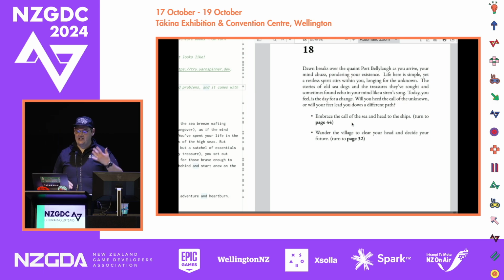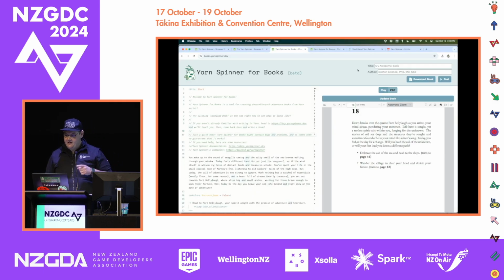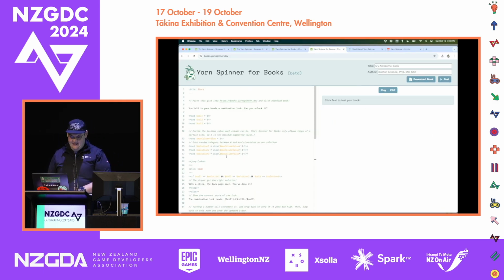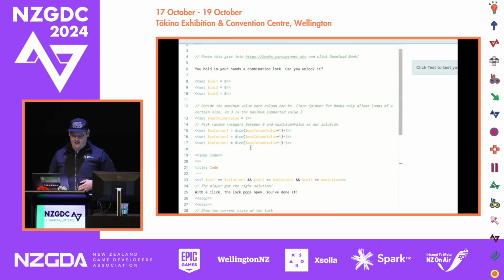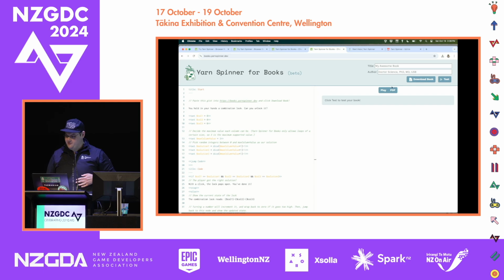So if you want to write a really long book very quickly, this is a great way to do it. Speaking of that, what we've got here is a fun example. This is a very short Yarn script. So you can see it's quite short. It's 45 lines with a lot of comments. It is a combination lock.